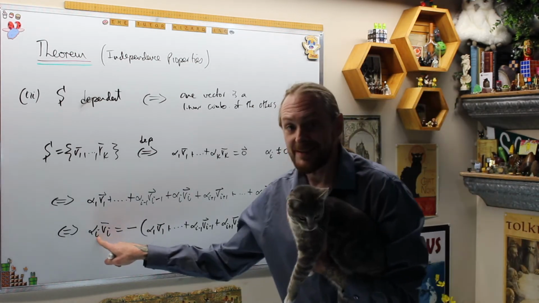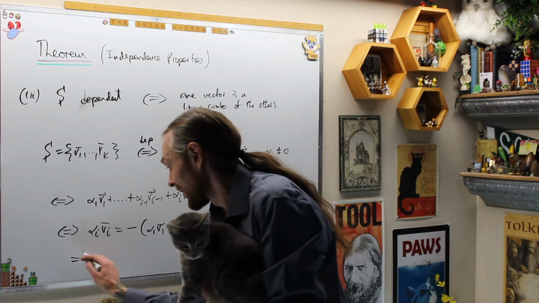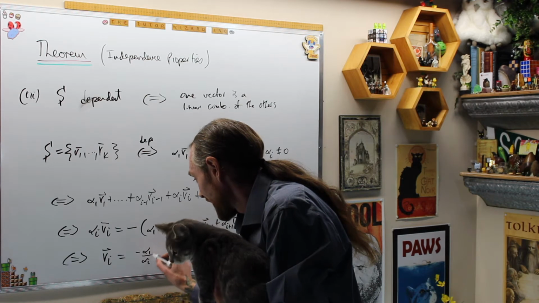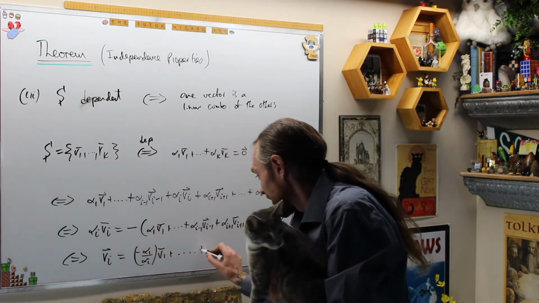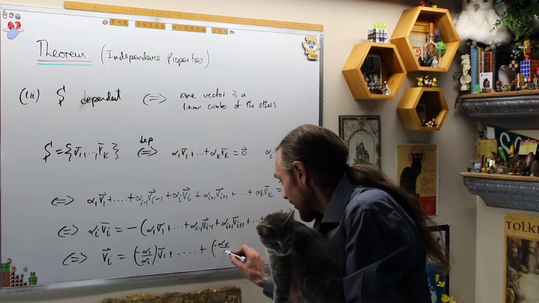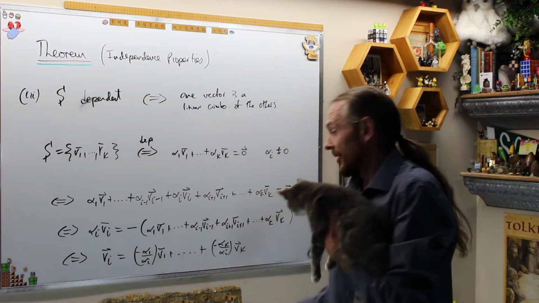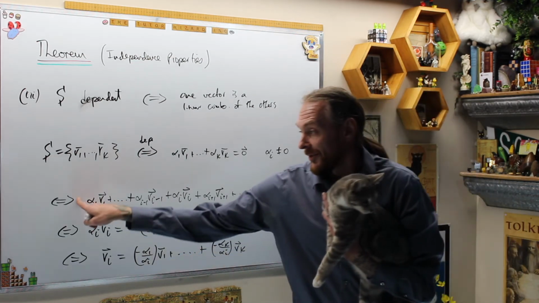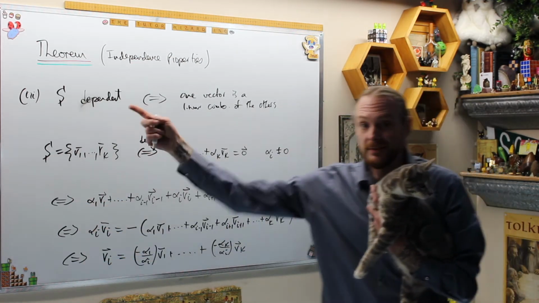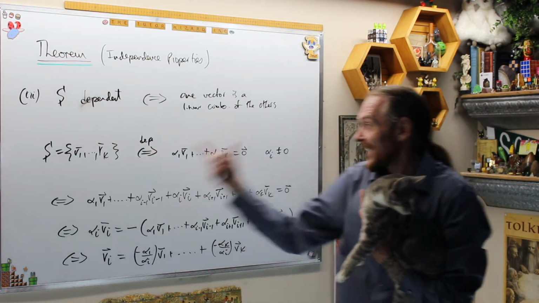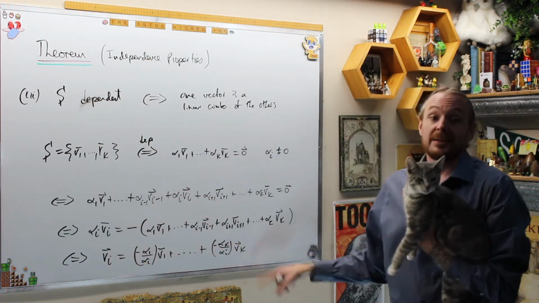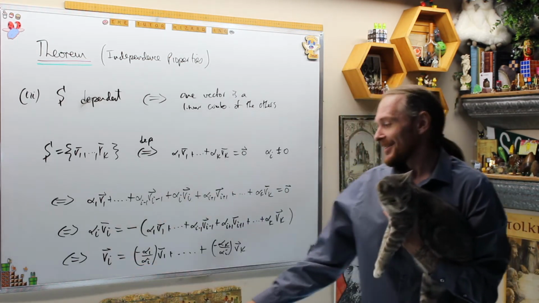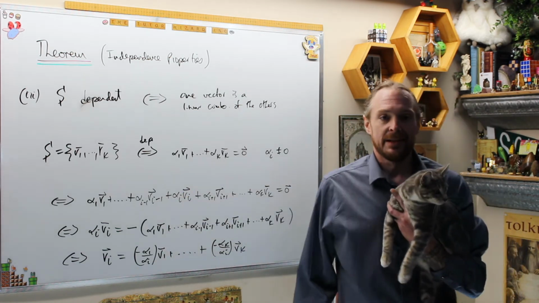What does that say? He's not 0, which is important, so I can divide by him. So if and only if vi is equal to negative alpha 1 over alpha I times v1 plus ... plus negative alpha k over alpha I times vk, which says this vector is a combination of the other vectors. And that was if and only if all the way through. So I was lazy, but this is dependent if and only if I can write one of the vectors as a linear combination of the other vectors. This is why we called it dependence. This vector depends linearly on these vectors.